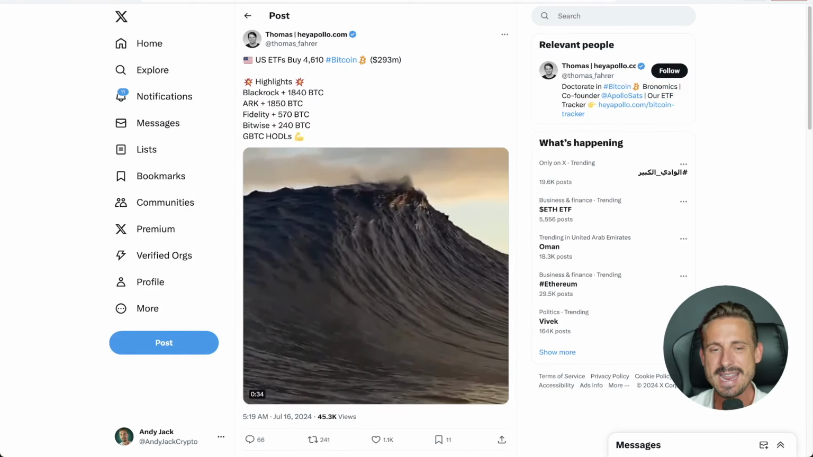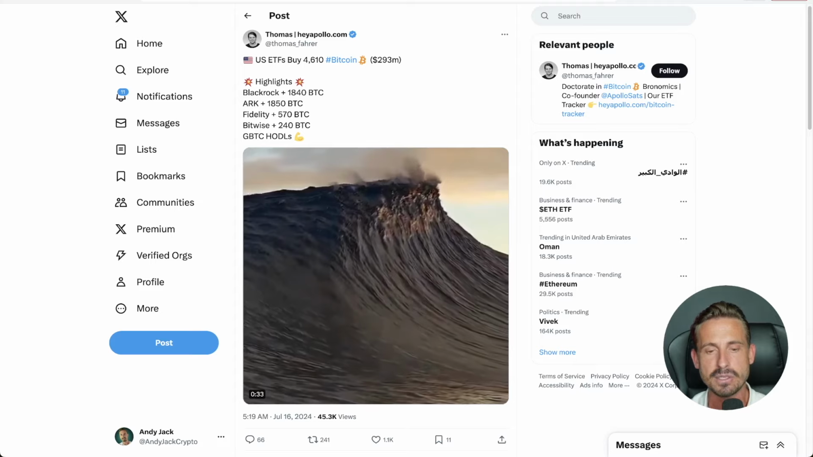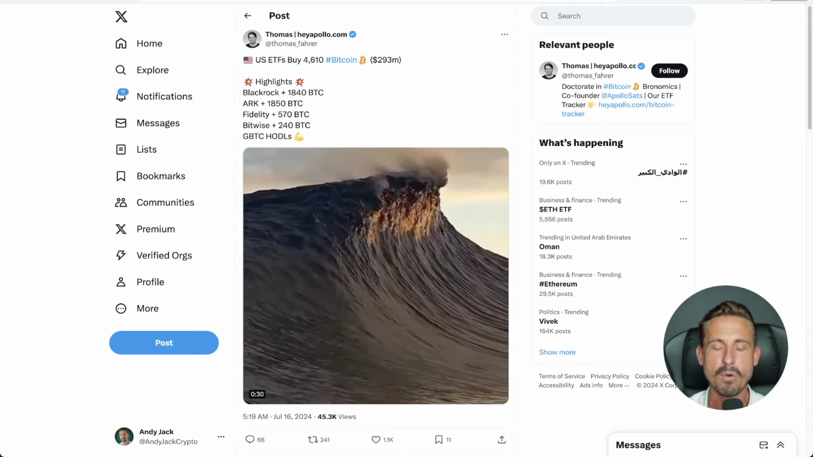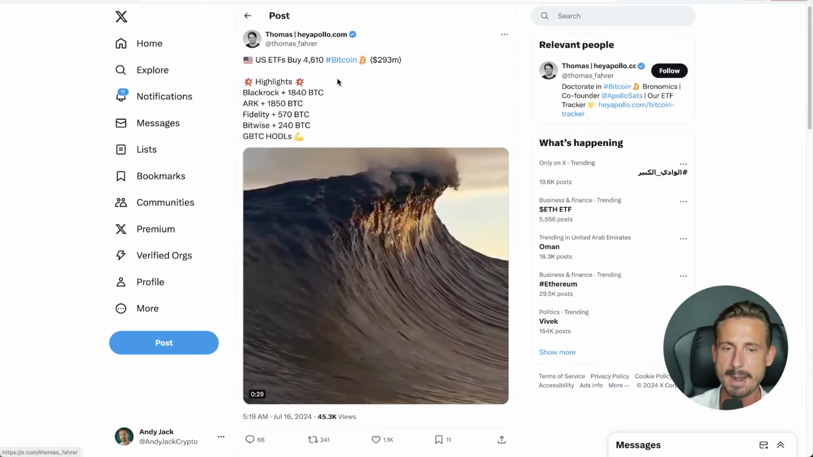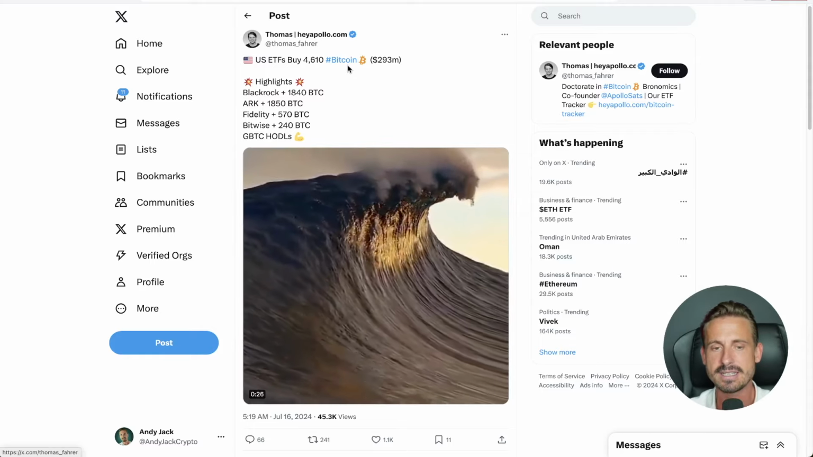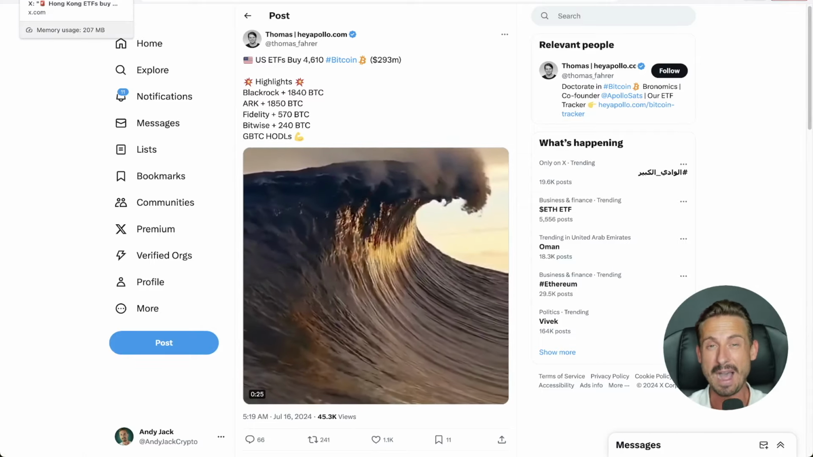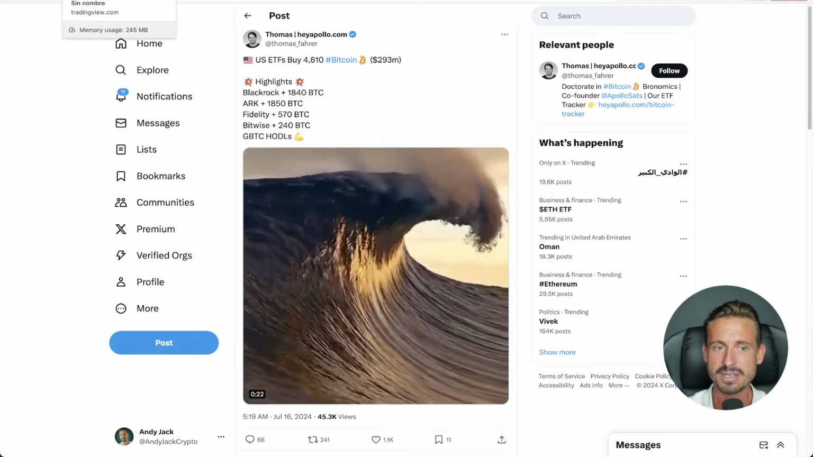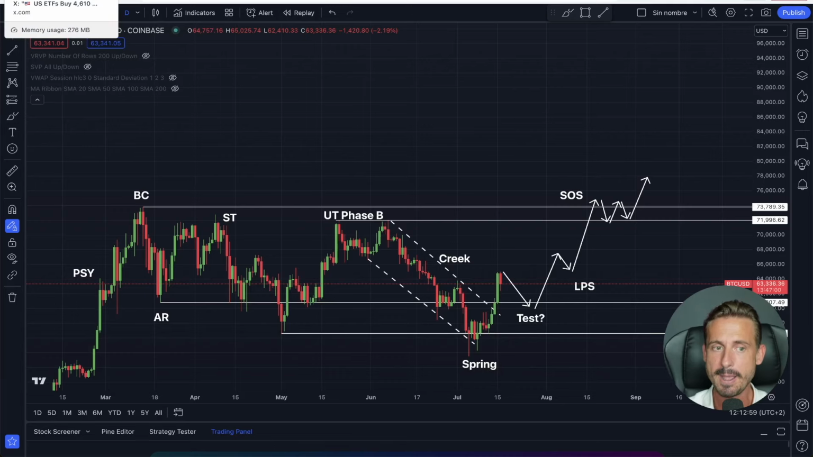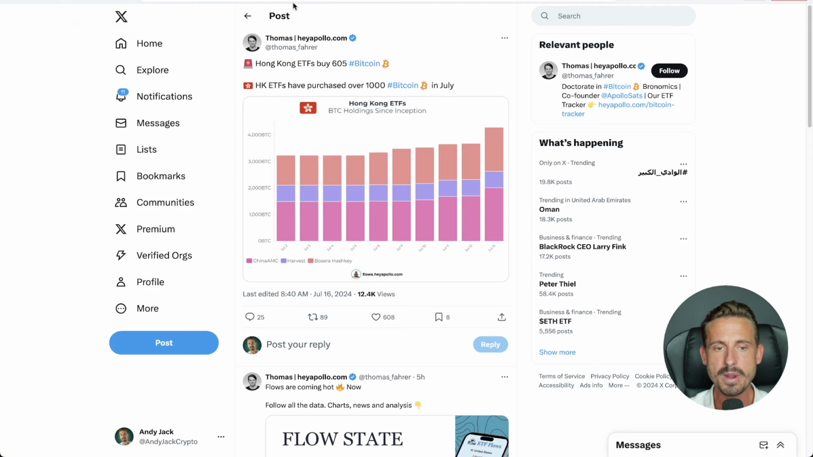We have the ETF inflows absolutely exploding. Over 4,610 Bitcoin accumulated in the last 24 hours. So the reaccumulation schematic looks pretty promising for the next 1 to 2 weeks. We also have Hong Kong ETFs buying 605 Bitcoin. This is absolutely massive. They are continuing the momentum and the accumulation.